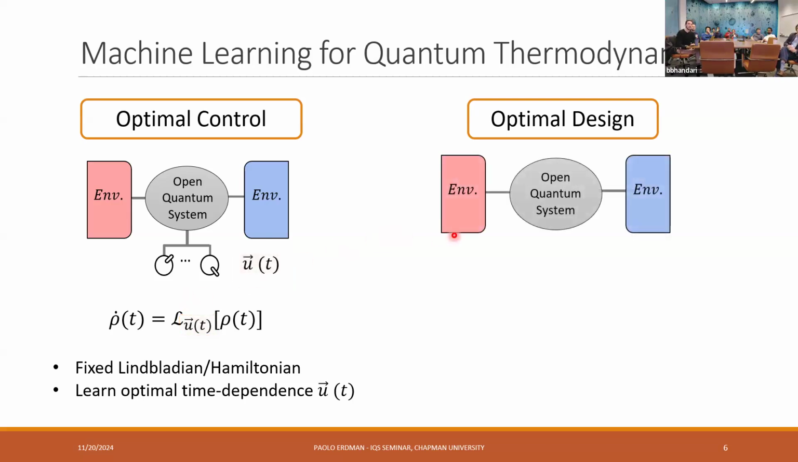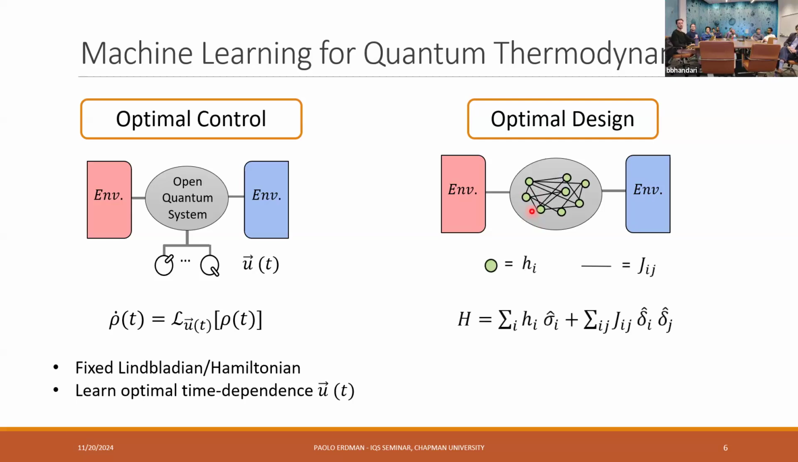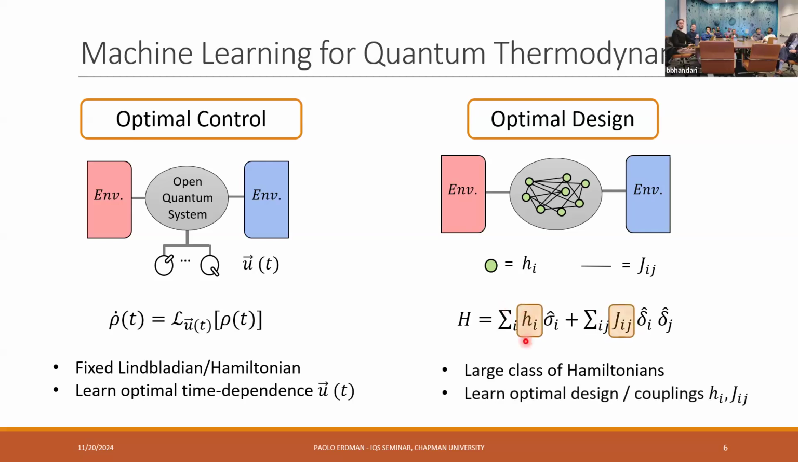Instead, in the optimal, let's say, design case, what we have in mind is, again, some open quantum system, but now we assign some structure to it. So we consider, for example, a large class of Hamiltonians. We assume that there could be one-body terms plus two-body interactions, and we keep all these parameters general. And then our goal is to determine how to design these connections, so these interactions between the nodes, and how to design these local fields to obtain, again, a certain goal.